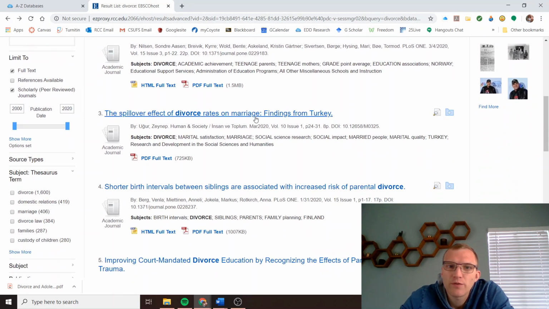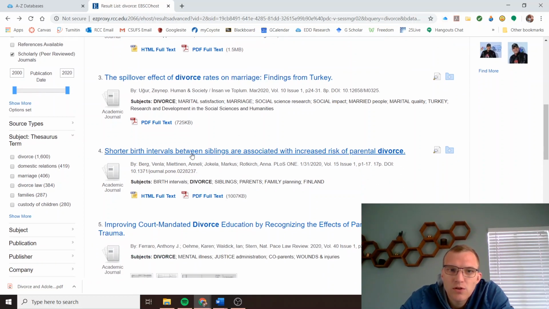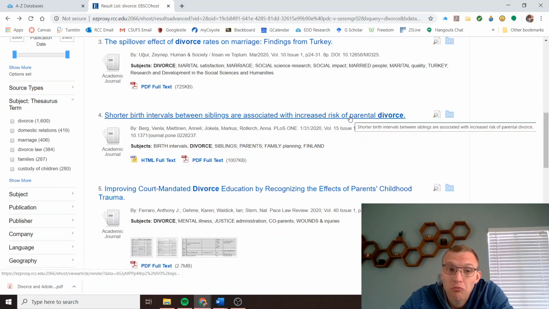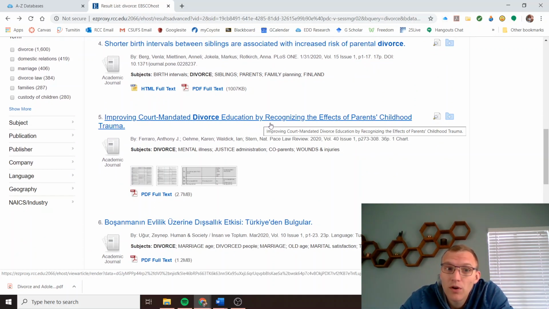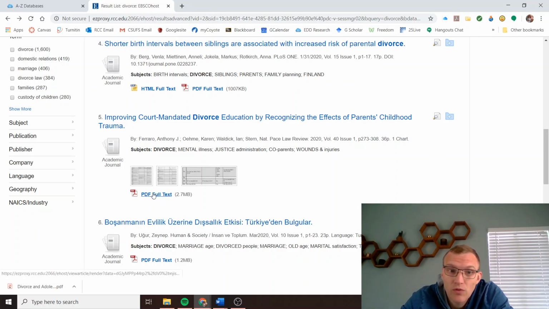The spillover effect of divorce rates on marriage, findings from Turkey. That could be interesting. That's also interesting. Ooh, here we go. Improving court-mandated divorce education by recognizing the effects of parents' childhood trauma. This could be interesting. Let's look at this.